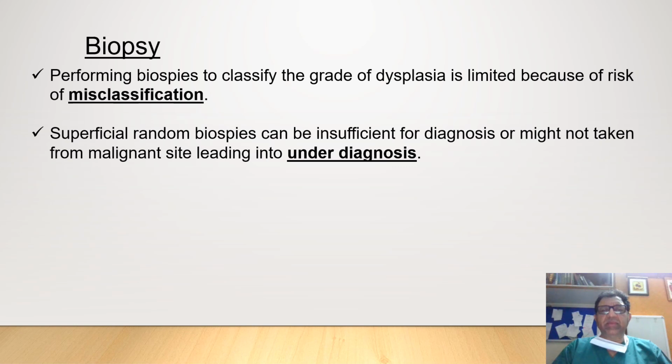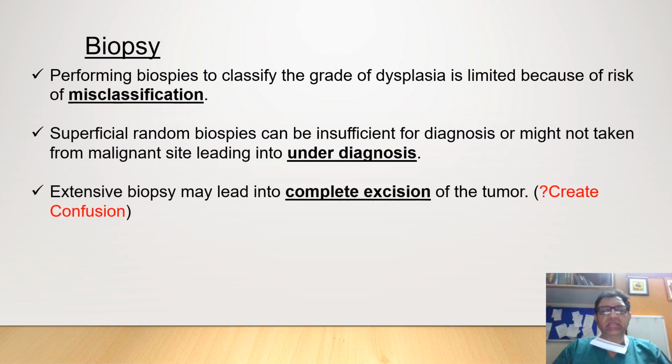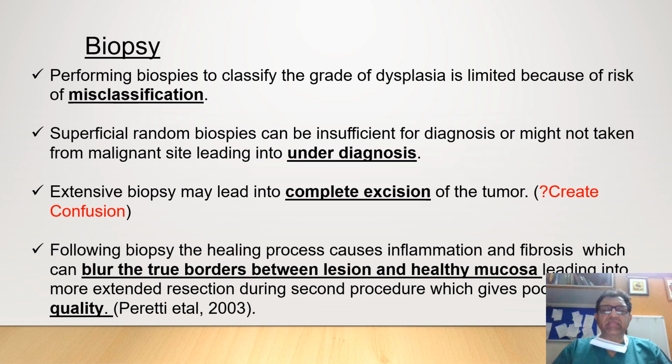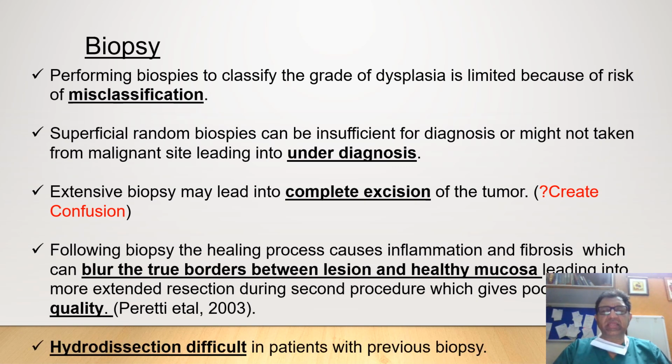So random biopsies may be insufficient because the biopsy is not taken from the right place, and underdiagnosis is there. Sometimes you have removed the whole of the tumor and it creates a confusion whether one should take up the patient again for the second surgery. Following biopsy, the healing process causes inflammation and fibrosis. So this fibrosis, sometimes in a deeper plane, creates a confusion, especially if we are doing a hydrodissection technique for early glottic cancer.